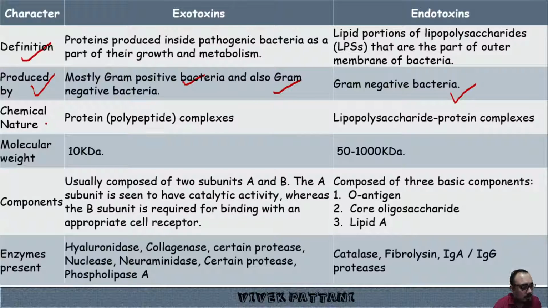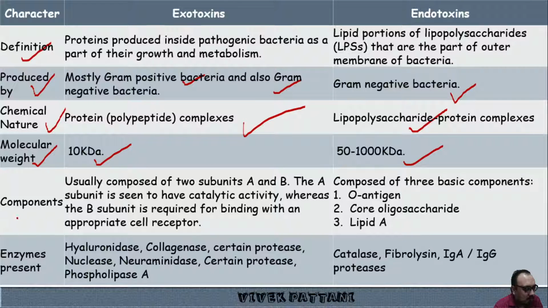Now comes the chemical nature of the toxins. Exotoxins are protein complexes made of polypeptides, whereas endotoxins are lipopolysaccharide protein complexes. Now comes the molecular weight of the toxins. For exotoxin, it is about 10 kilodaltons, just an approximate weight, whereas endotoxins range between 50 to 1000 kilodaltons.